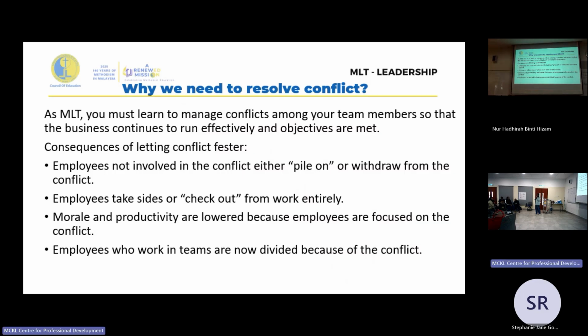Correct or not? So sometimes in my previous organization, we will say that we are team A, we are team B.